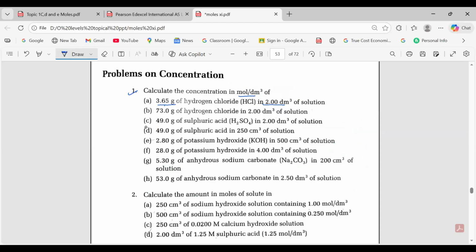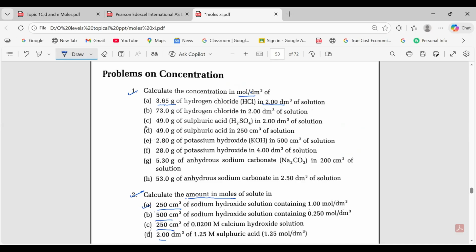They're asking you to convert this gram concentration into molar concentration. And here, this is question number 2 I'm talking about, they're asking you the amount of moles which is present in this volume. Let's do the A part of it.